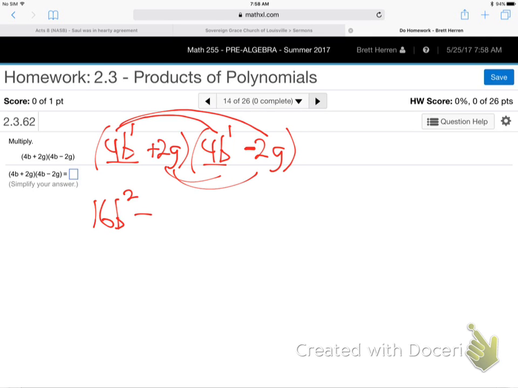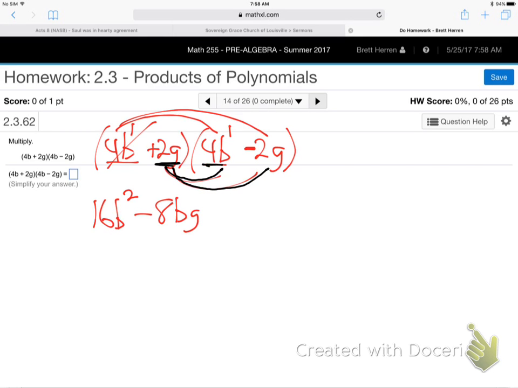So here we go. 4b times minus 2g is minus 8bg. And then this one's done. That 4b went to both. And now the 2g is going to go to both. Everybody good so far? So now it's this guy's turn. He's going to go boom, and then he's going to go boom.